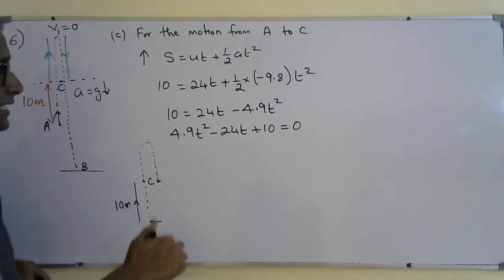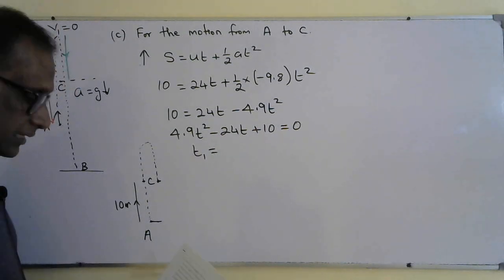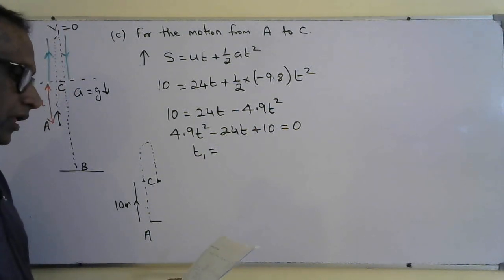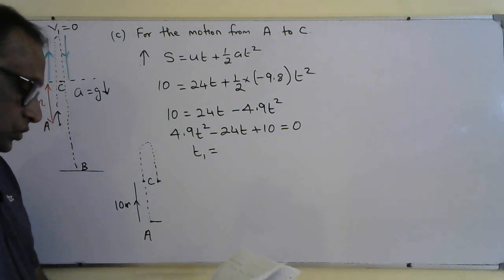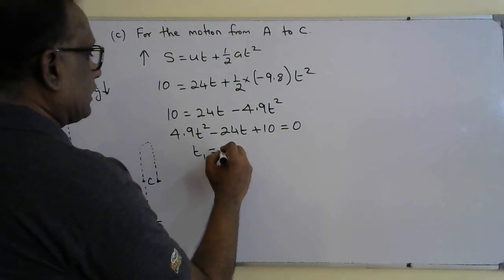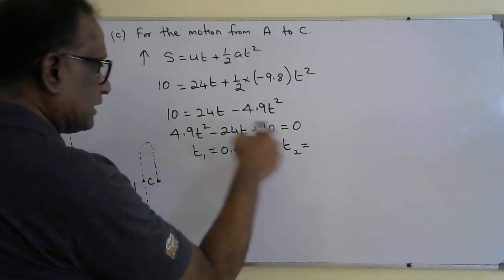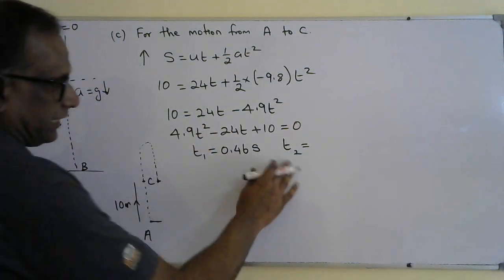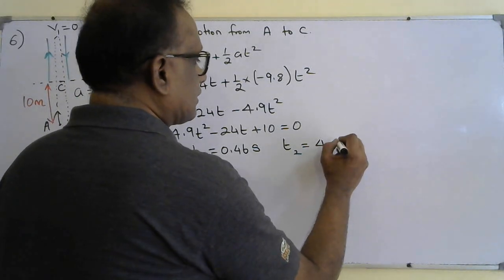So if you solve this, you can say T1, two answers. When you do this, you will get T1 equal to 0.46 seconds. T2, the second answer of this solution, the two real values, is 4.44 seconds.